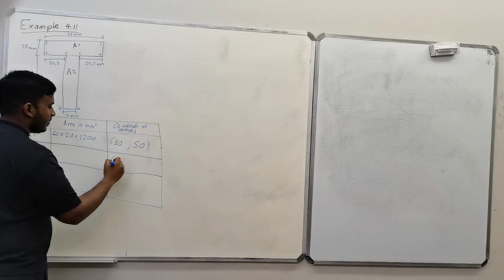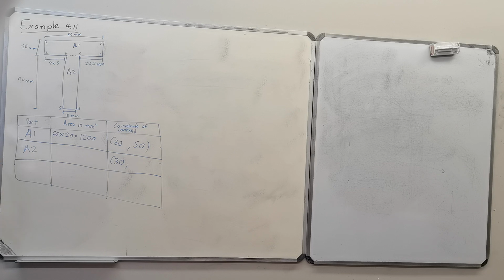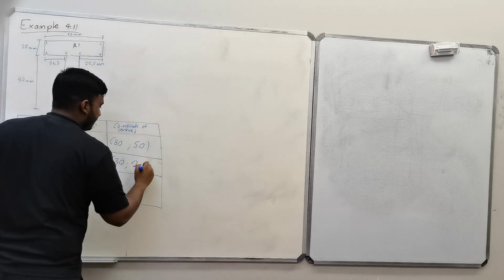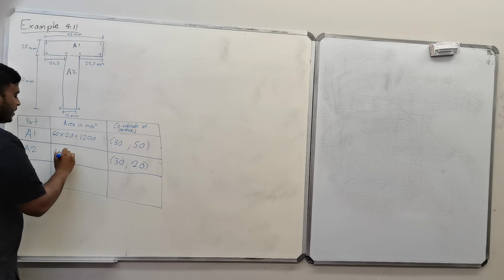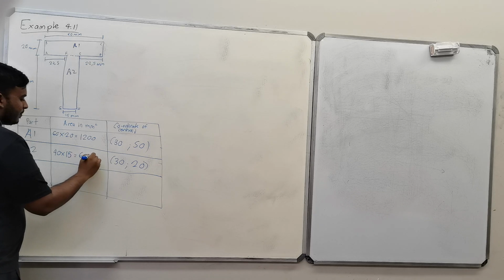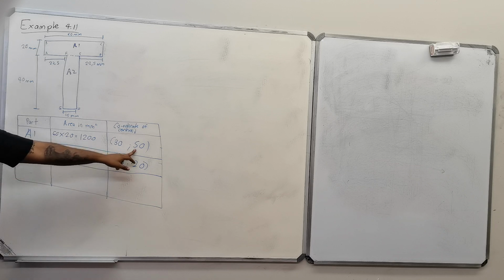Should I work out the area? And its y coordinate will be half of 40, which is 20. So this here would be 40 times 15, which is 600. So guys, you understand?